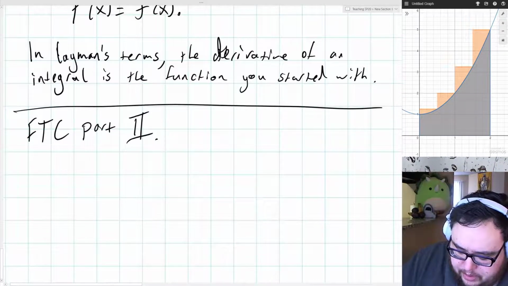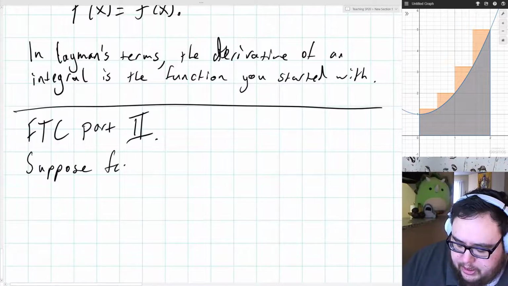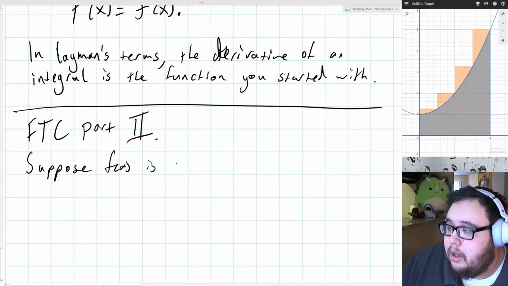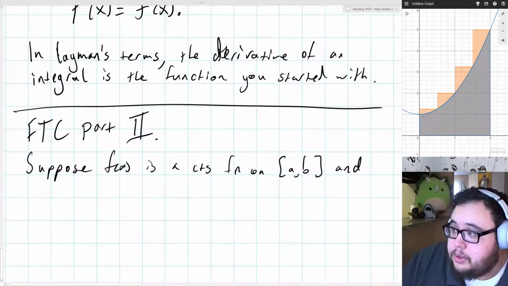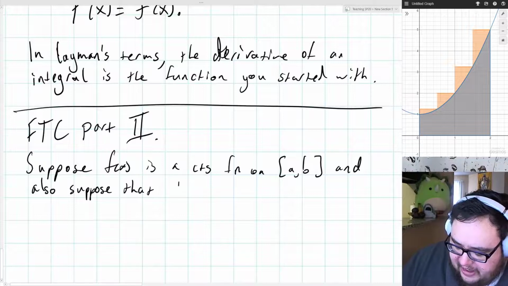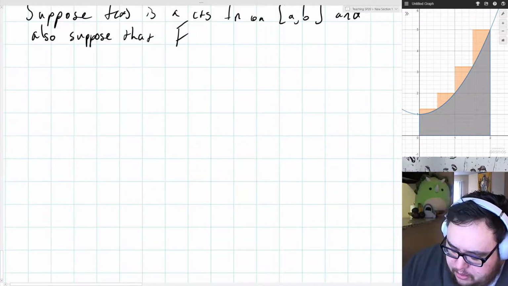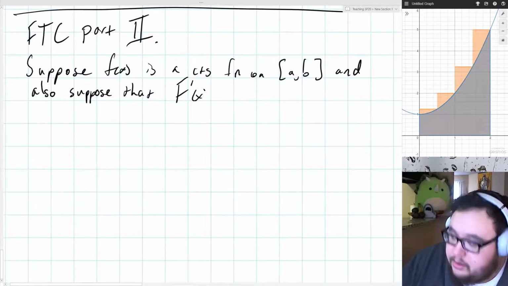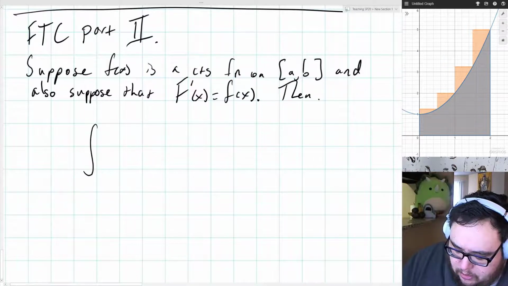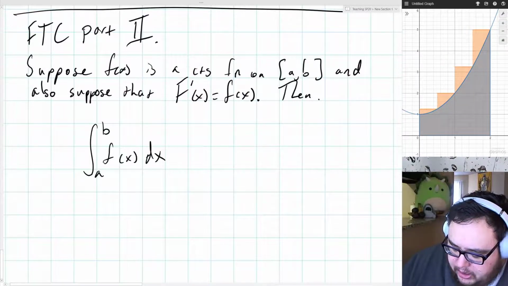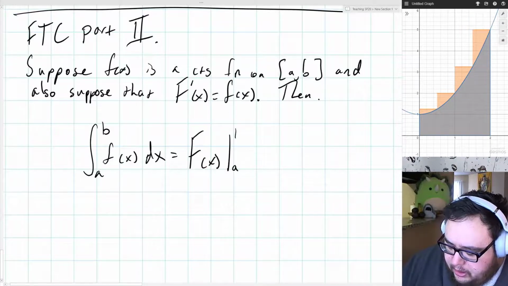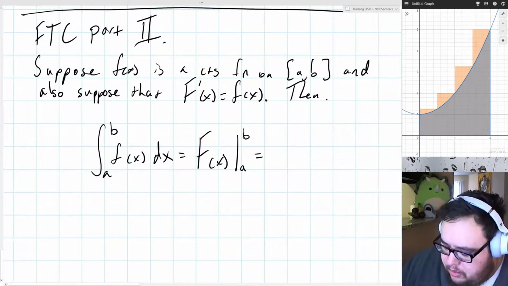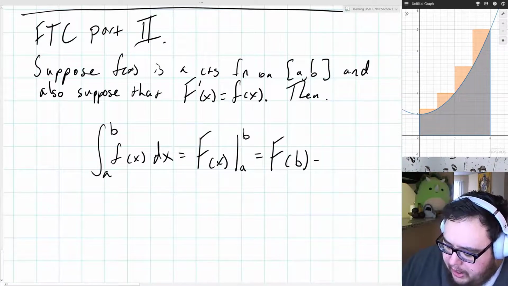And it says, suppose f of x is a continuous function on a to b, and also suppose that big F prime of x is equal to little f of x, then the integral from a to b of little f of x dx, in other words, the area under the curve from a to b of f of x, is equal to big F of x evaluated between a and b, which is equal to big F of b minus big F of a.